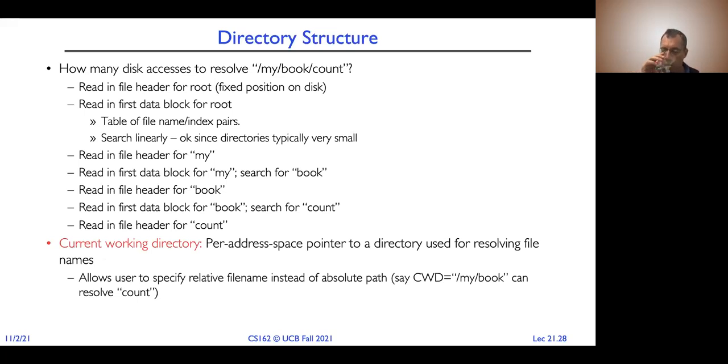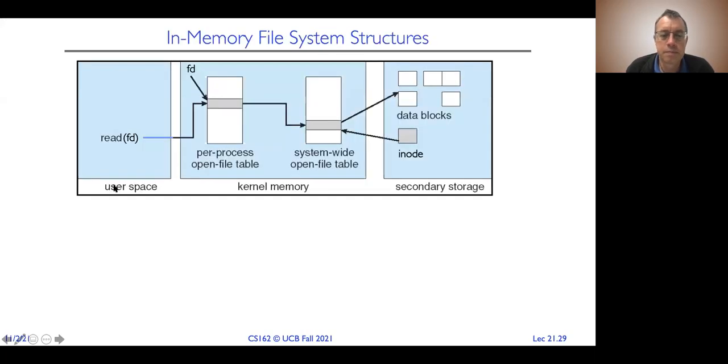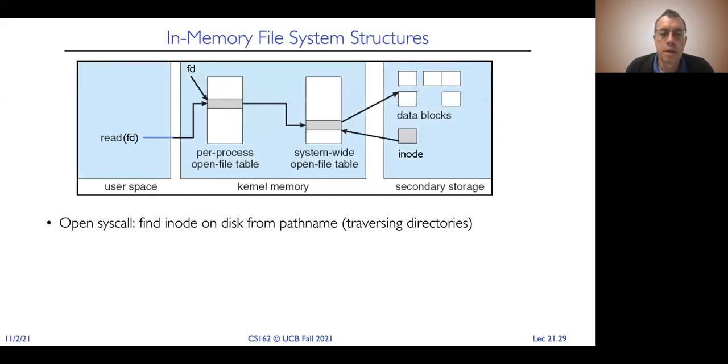So, as you know, you also have the notion of current directories. If you just refer to the file name without the path name, you are assuming that it is in the current directory. The current directory is already cached, so it's one way to reduce the number of accesses.